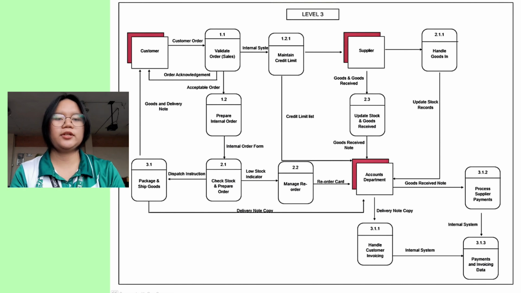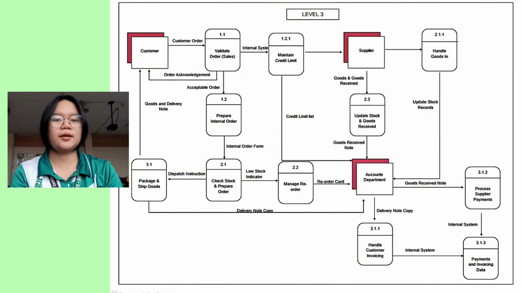The system boundary is established through external entity interaction with entities like the customer and supplier, illustrating the critical data interfaces such as sending order acknowledgement or receiving goods and goods received.